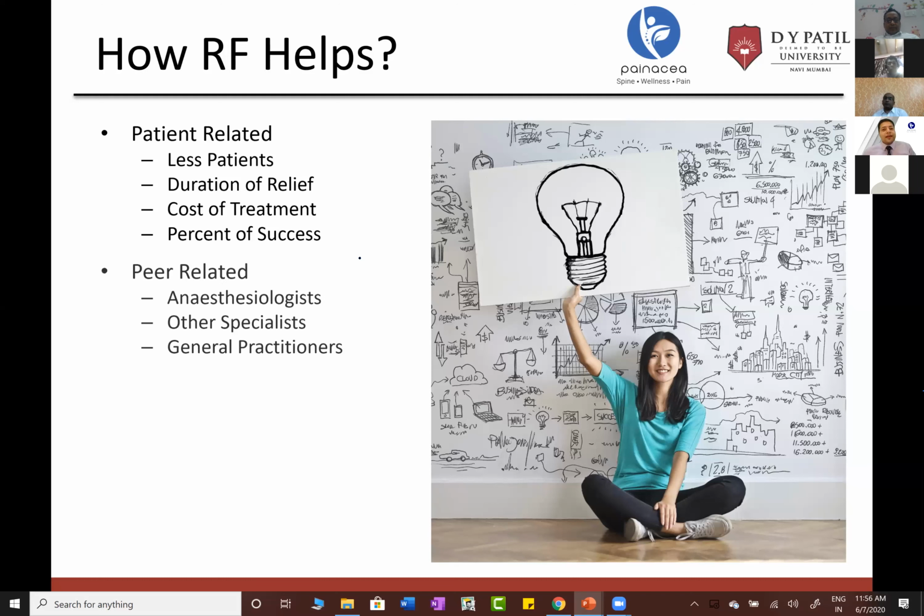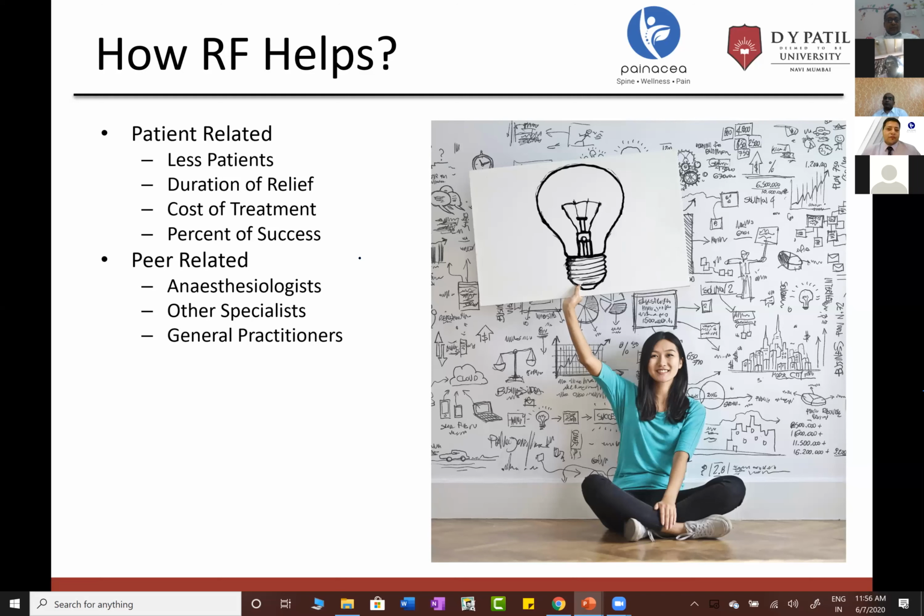Let's come to the peer related issues. I don't think that if somebody is not working with an RF, you can actually offer the complete gamut of the treatment options which a pain physician can offer. So this differentiates you from all the other people who cannot use RF. So this is a very important technique. The anesthesia training does not teach us how to do RF, but in pain physician training, you are trained to do RF. So this is a very important differentiating factor which can help you differentiate from your peers.